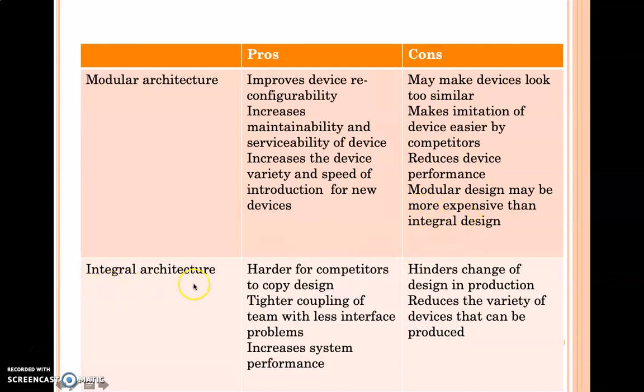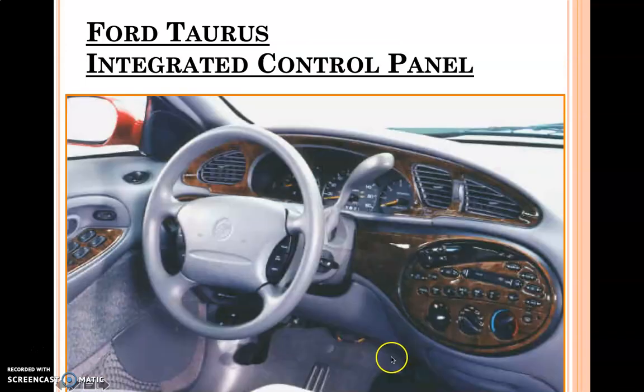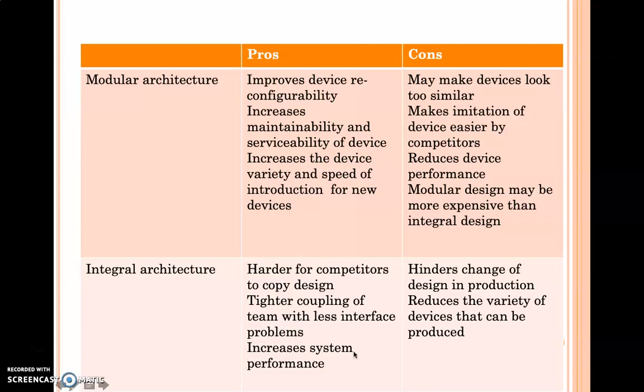Integral architecture is harder for competitors to copy, because integral architecture is very tough to copy. It also unites the team, means tighter coupling of the team with less interference problems, and increases system performance. Then what are the disadvantages? It hinders the change of design in production, and reduces the variety of devices that can be produced. A variety of devices cannot be produced in integral because a kind of customized parts will be developed, so they cannot be produced in very high variety and in a short span of time.